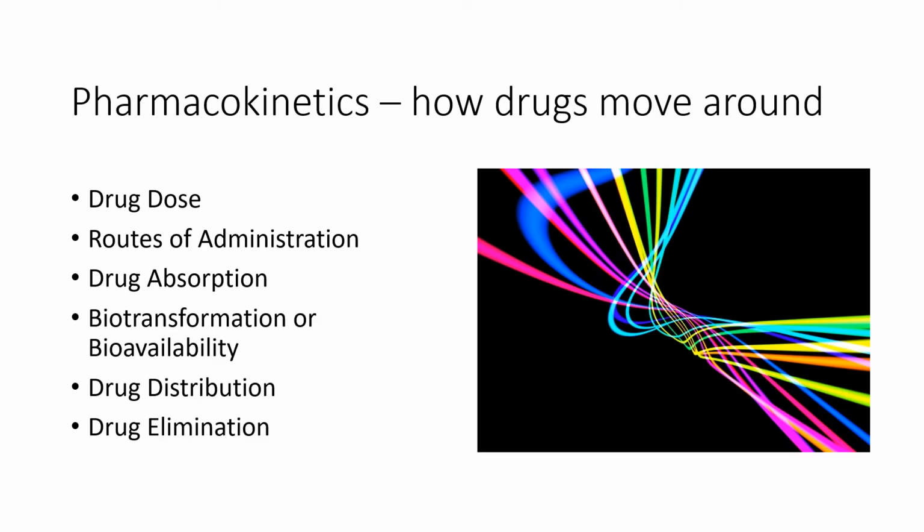One division of pharmacology is pharmacokinetics, how drugs move around. Factors that affect this are the drug dose, the routes of administration, drug absorption, biotransformation or bioavailability, drug distribution, and drug elimination.